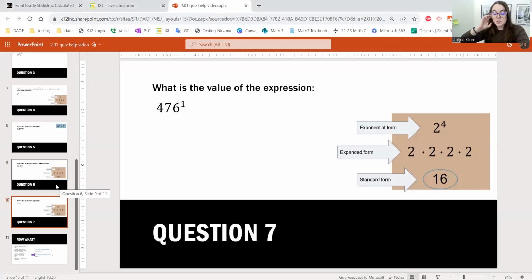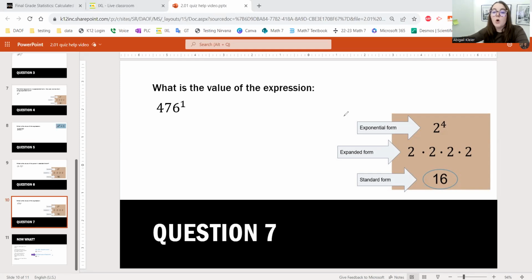And last but not least, question number 7. Question number 7, pretty simple here. Let's look at what we have. 476 to the power of 1. Now, the reason why we ask this question is because this little power of 1 trips people up so often.